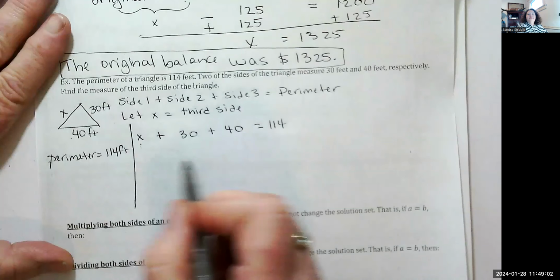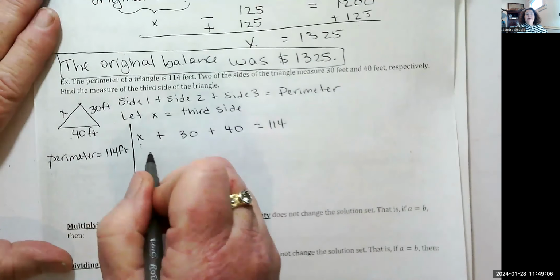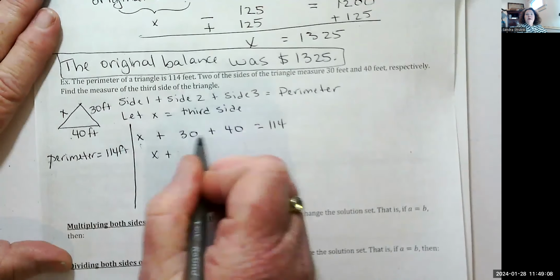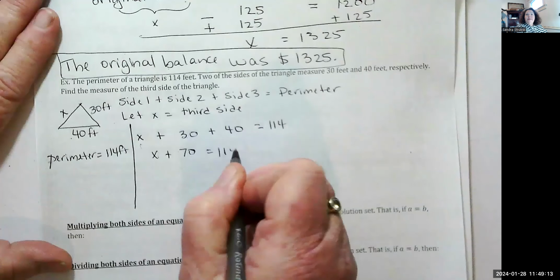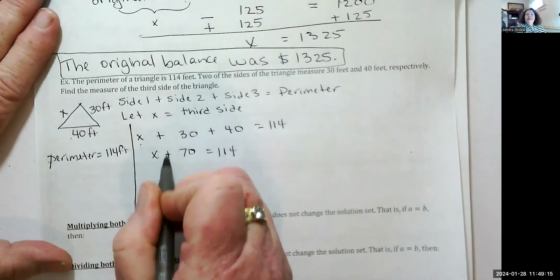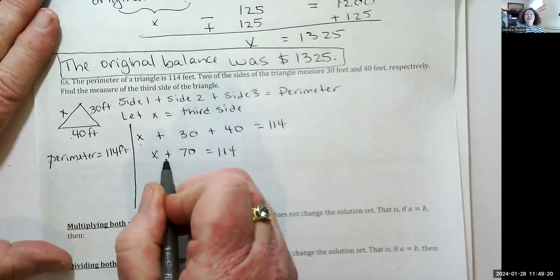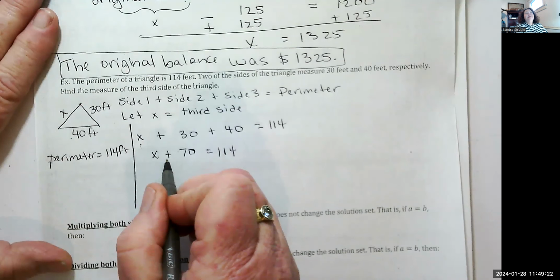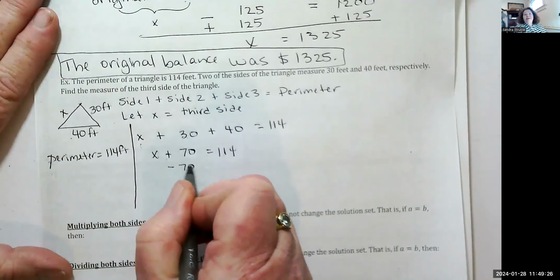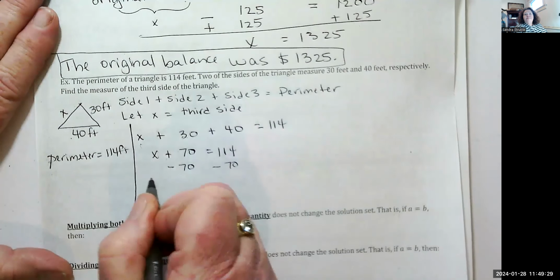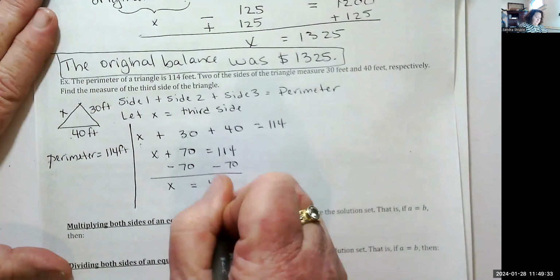Working through the left side, we're going to combine like terms or simplify. So this just becomes x plus 30 plus 40 is 70. And that's equal to 114. Now I need to isolate x all by its lonesome. 70 is attached to x with the addition. So we're going to do the opposite or the inverse of addition, which is subtraction. We're going to subtract 70 from both sides. And we get x is equal to 44.